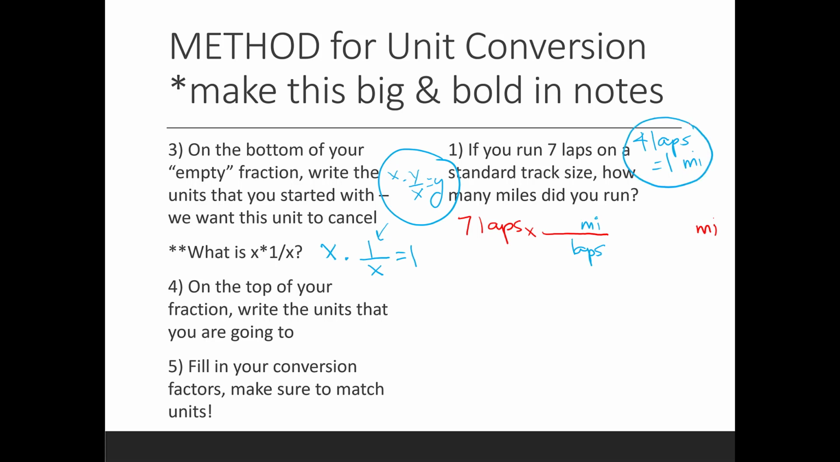We need to put this information into the fraction. Now when it says make sure to match units, what I mean by that is we can't put the 4 next to miles. There aren't 4 miles in 1 lap. There are 4 laps in 1 mile. So let's erase that. We need to keep the laps with the laps and the miles with the miles. So the 1 is next to miles, and there are 4 laps in every 1 mile. That's how I fill in my conversion factors.